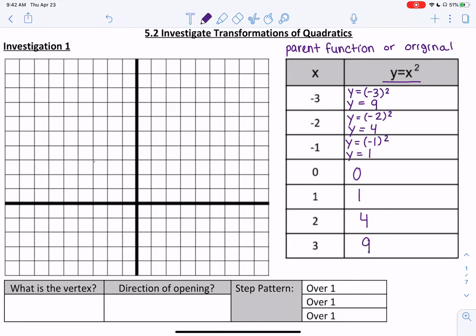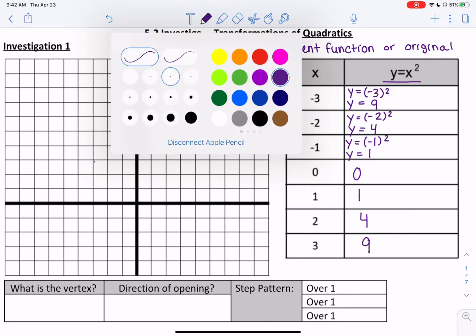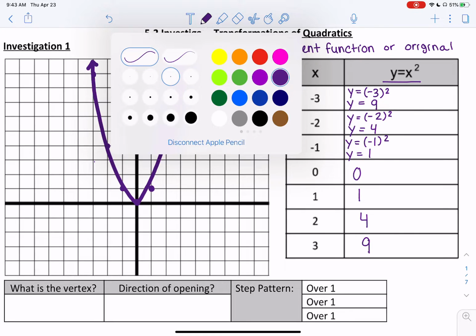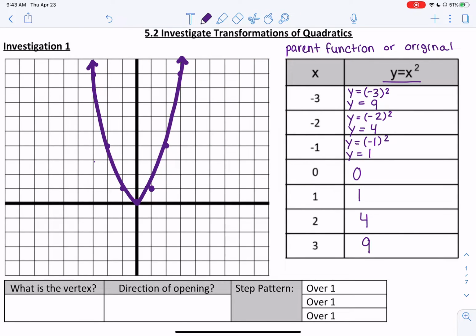Now that we have our table of values, we're going to plot all of these on the graph over here. So I have (0, 0), (1, 1), (-1, 1), (2, 4), (-2, 4), (3, 9), and (-3, 9). So we should have something that looks like this. And you'll notice all of our parabolas should have this kind of curved U shape that looks kind of like a smiley face. That's the shape that we're going for here.